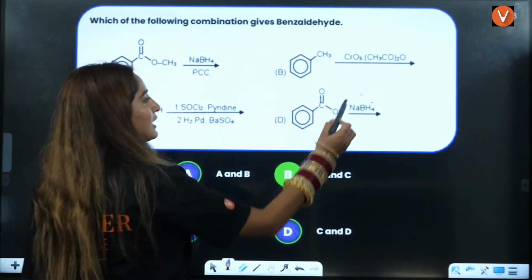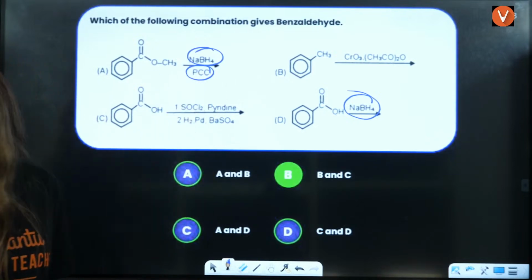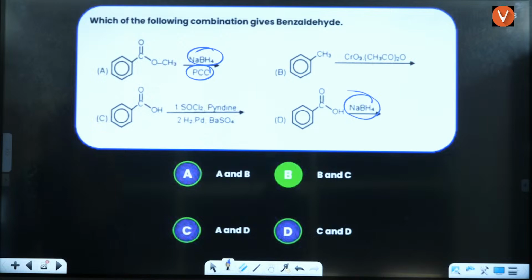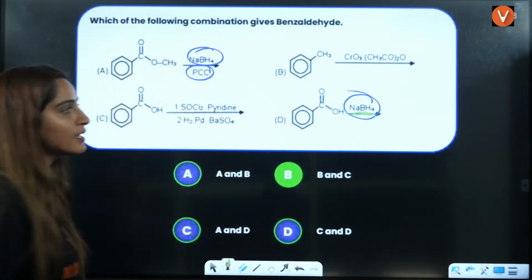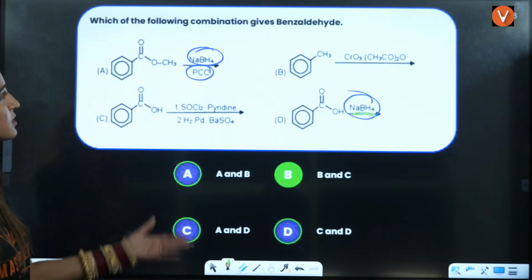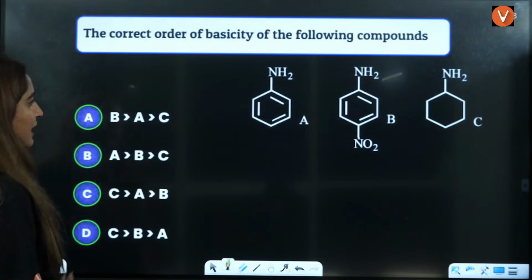But why will NaBH4 and NaBH4 with PCC not give this reaction, right? Because NaBH4 is a reducing agent, right? That does not react with acid or ester, so nothing is going to happen here, right? So that is the reason.